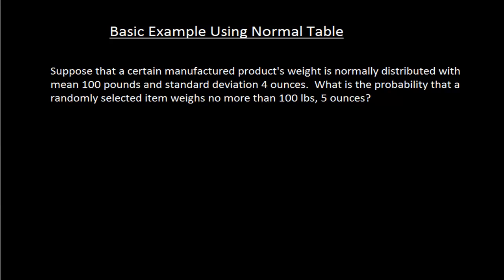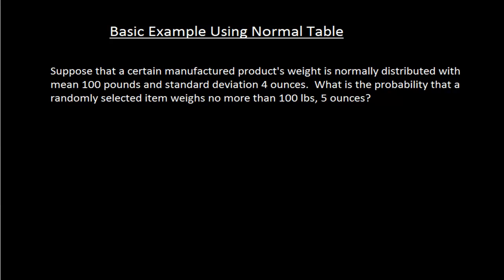Okay, in this video I'm going to do a basic example that uses the normal distribution table. The point of this example is really just to get a little bit of practice with that normal distribution table and how it works. So I've already typed out the problem here, and that is that we suppose that a certain manufactured product's weight is normally distributed with a mean of 100 pounds and a standard deviation of 4 ounces.